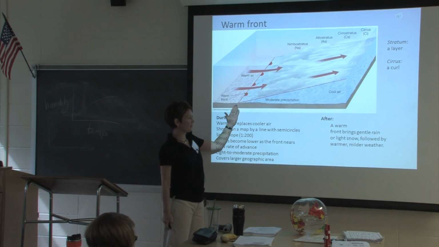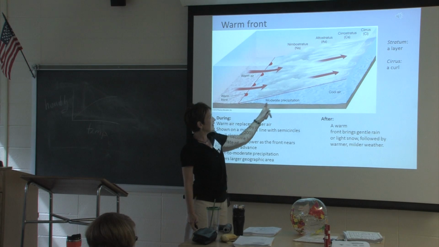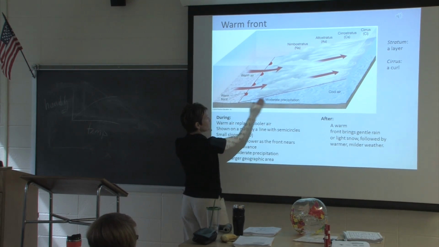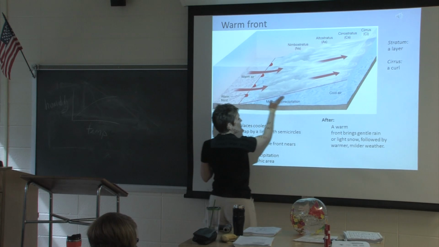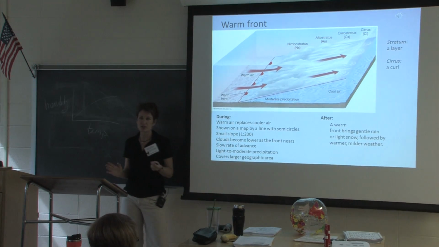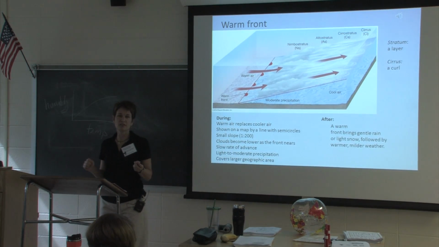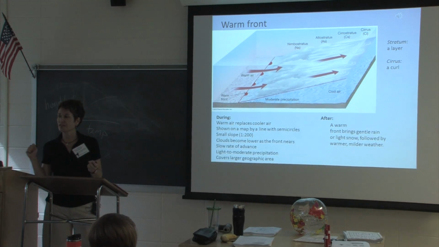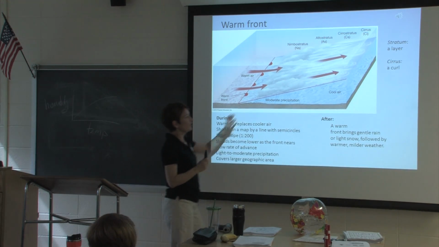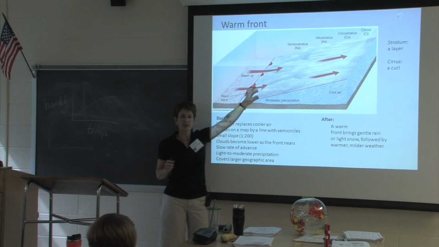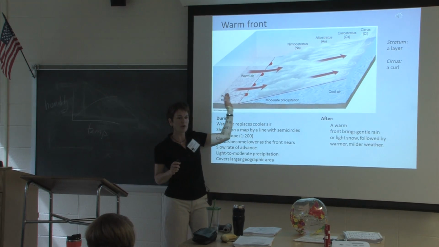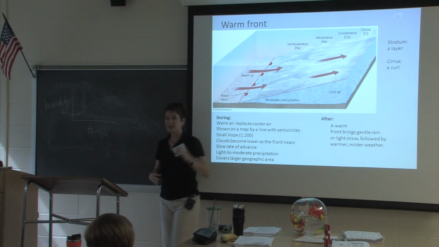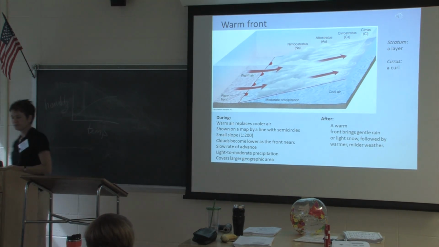After this front passes, if we're standing at the letter M, this front, we're getting rain. After it passes, what's going to happen to our pressure? The pressure is going to go down, right? Our cool air is denser, it puts more pressure on us. Our warm air is less dense, and it gives us a lower pressure system.